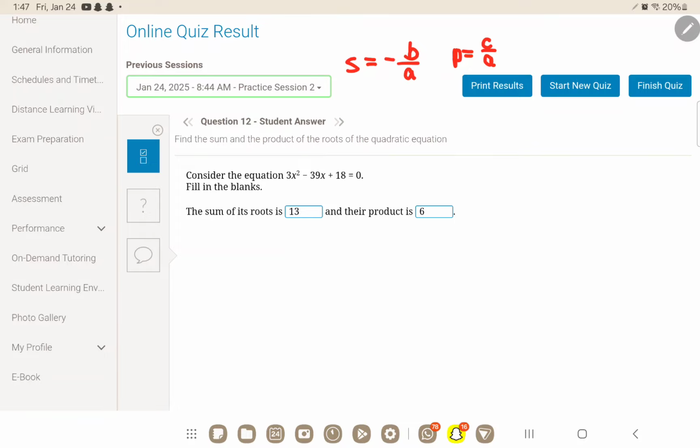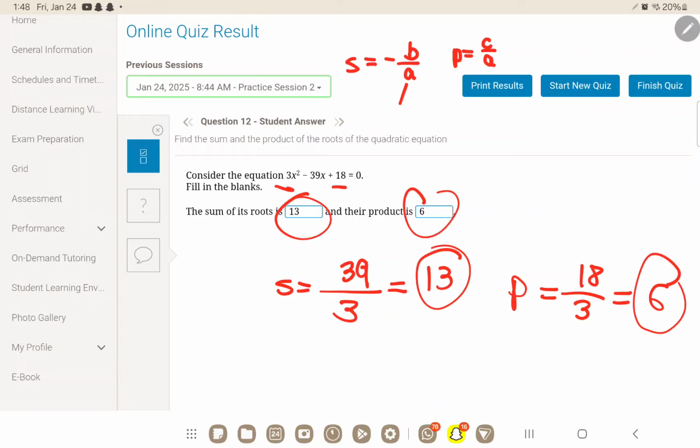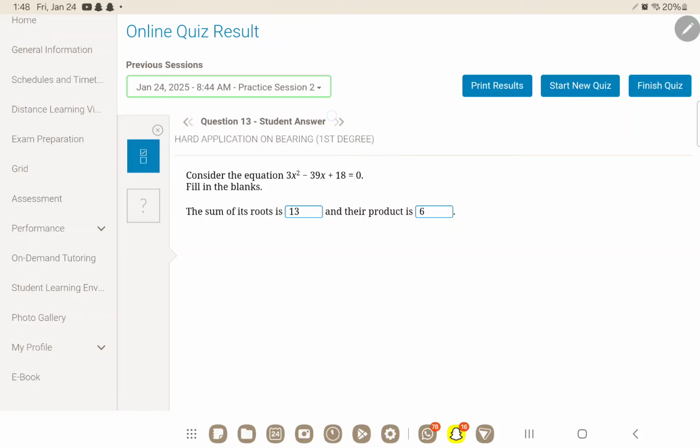So the sum of the roots, which is negative b over a, negative b, so negative negative 39, over a, which is 3. Negative becomes positive, so you're left with 39 over 3, which equals 13. And then the product equals c, which is 18, over a, which is 3, which equals 6. So those are your two answers. Now, let's move on.